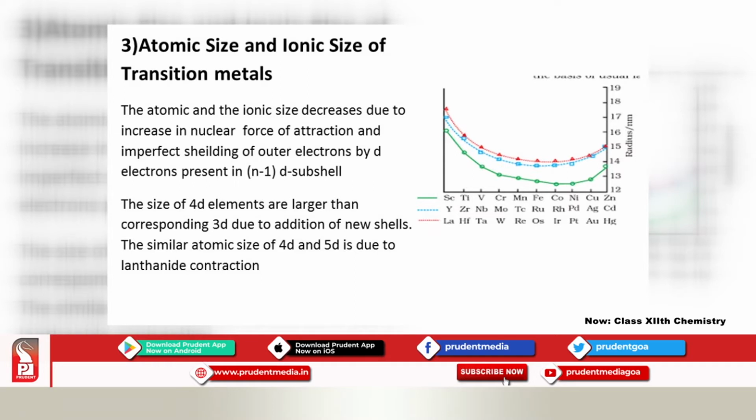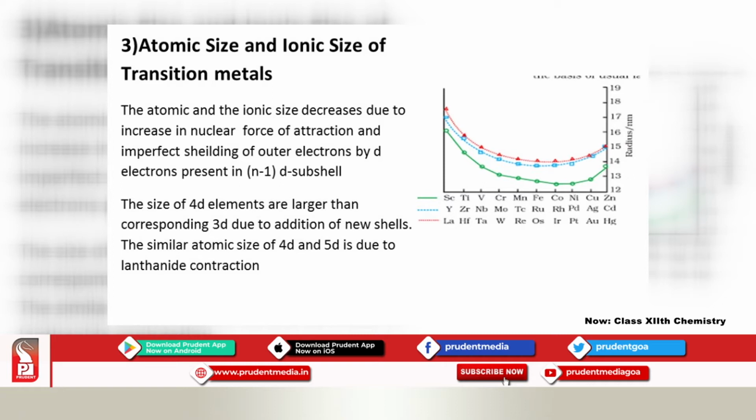Let us see this. It's very interesting. Atomic size. This green color is the 3D series, and this blue is 4D. And red in color is the 5D series. You can make out from this. As you go from scandium, titanium, vanadium, chromium, manganese, iron, cobalt, nickel, copper and zinc, the atomic size decreases. And the others also follow the same trend.